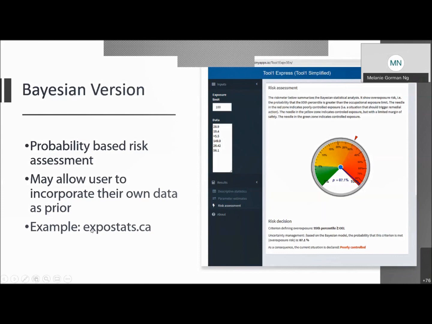The example is the expostats.ca website developed by Jerome Lavoué at the University of Montreal, which some of you might be familiar with. Jerome is working with us on this as well. This is just from his Expostats website. Basically what it does is it shows you the probability of overexposure. If your probability of overexposure is less than 5, then you're probably okay. If it's between 5 and 30, then you might need to implement some controls. If it's over 30, then you really need to do something. We think that might be a more intuitive way for users to work with it, so that's something we're exploring.